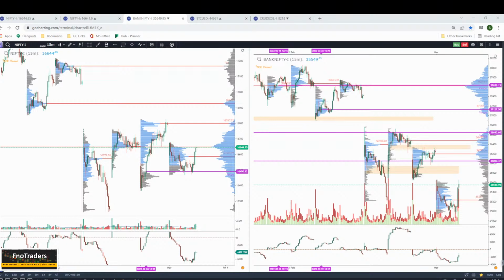Option buyer or seller? I am mostly a seller. Sometimes I'm a buyer, but if I'm buying, I go for a futures trade. I'll not do an option. So rarely I would do an option trade, but if I'm looking for, let's say, a quick play, then I would probably take a future. Otherwise, I'm looking at option selling.